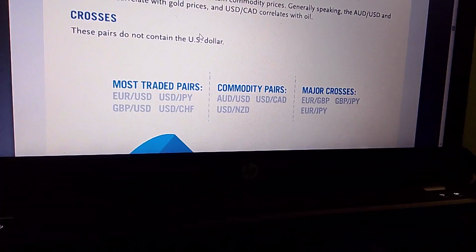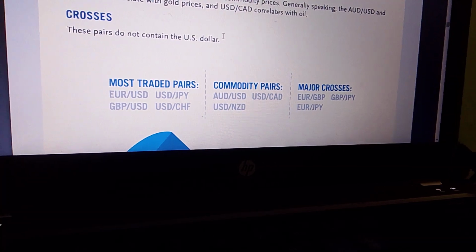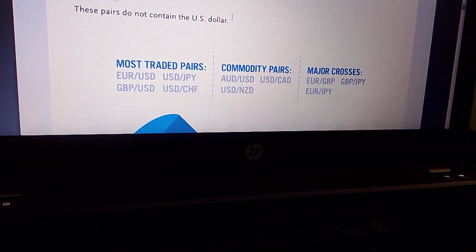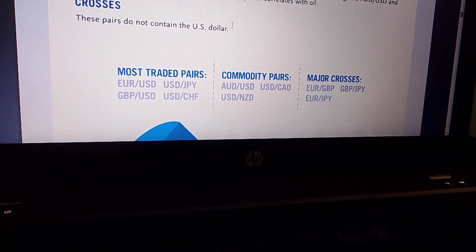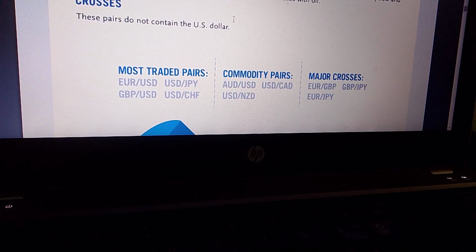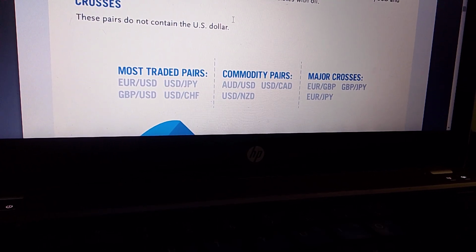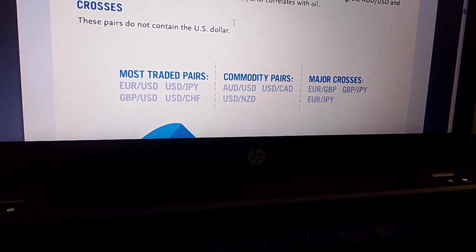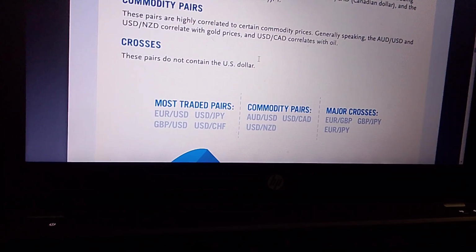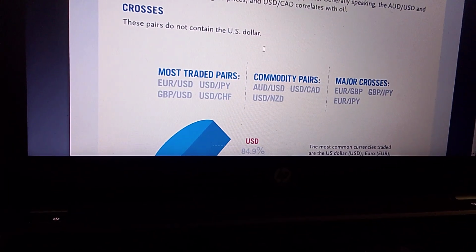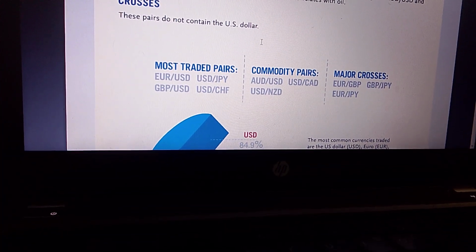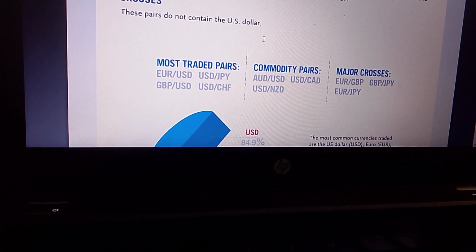So commodity pairs. These pairs are highly correlated to certain commodity prices. Generally speaking, the Australian dollar AUD slash USD and USD slash NZD, NZD, I don't know what that one is, but you can write it down on the comment section for me. I'll check it out. Correlate with the gold prices. And USD CAD correlates with oil.